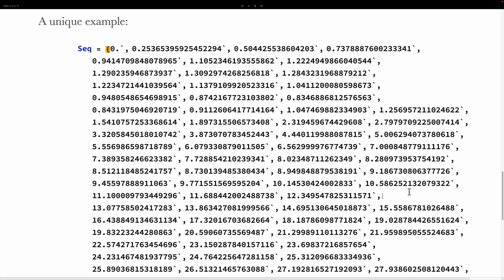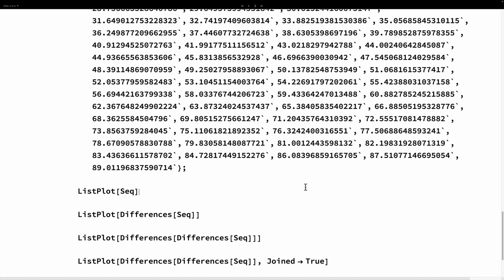To show you that this process works, I've prepared a very unique sequence to work with. First, we'll evaluate this cell just to get this sequence into the memory of the machine. Then, we can go step by step through our different helper functions to try and figure out what the sequence's generating function might be.